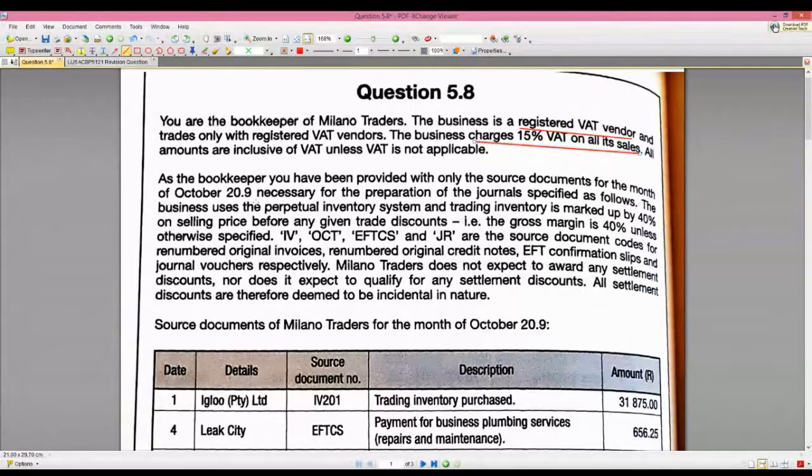We use the perpetual inventory system. Okay, perpetual inventory system. To what a general ledger account will you capture that information? Any purchases, where will we capture it? Perpetual inventory system. If we purchase something, to what account will you capture it? You can type your answer in the chat function.